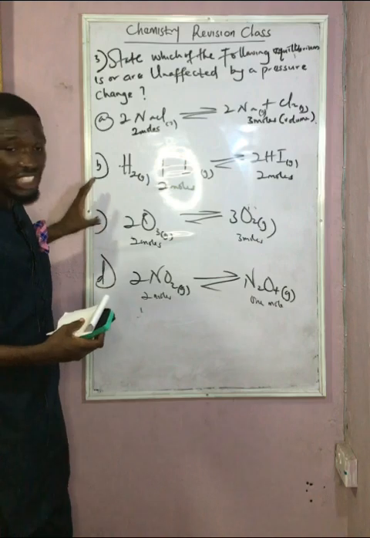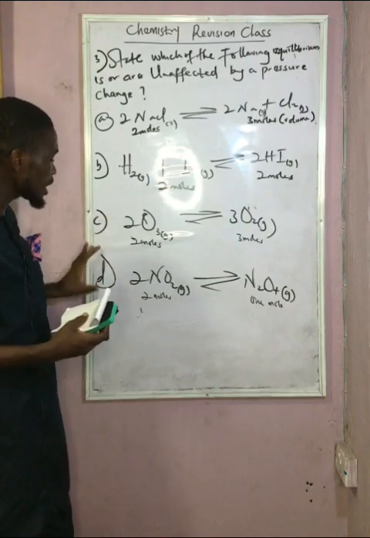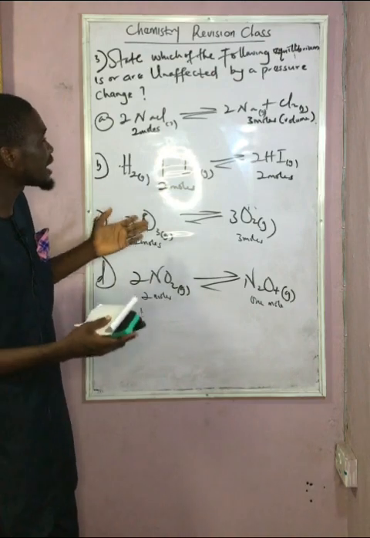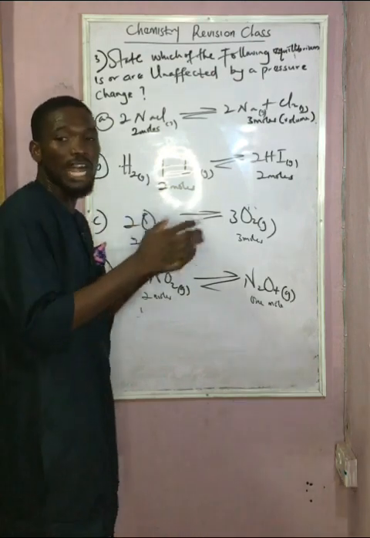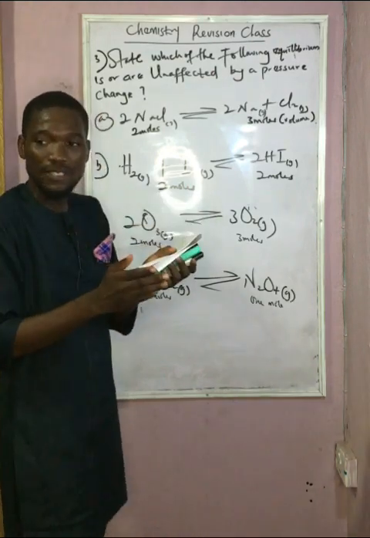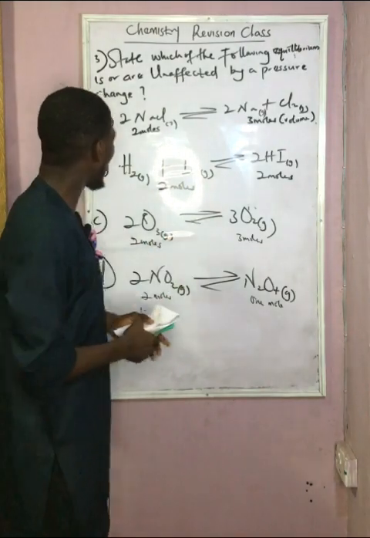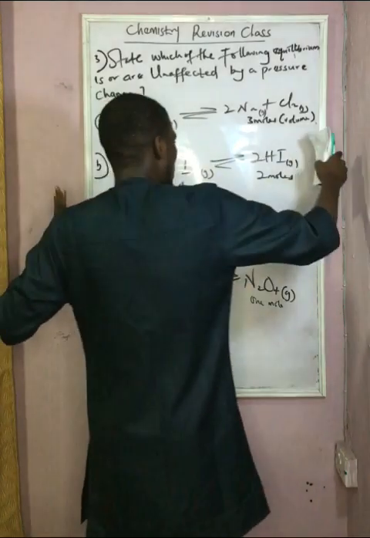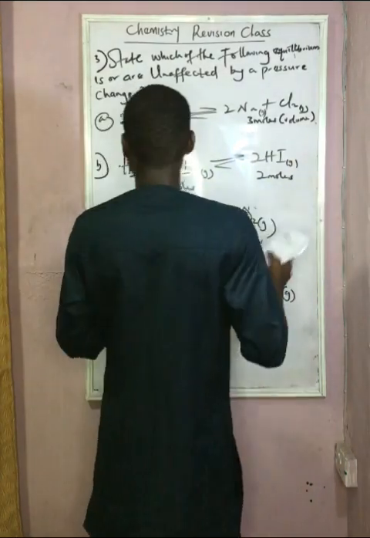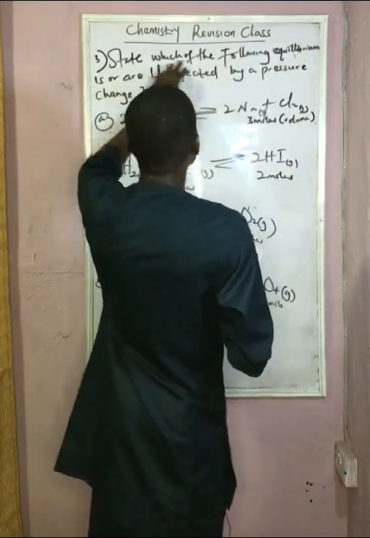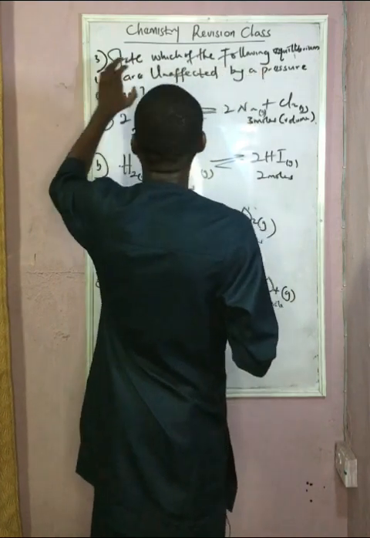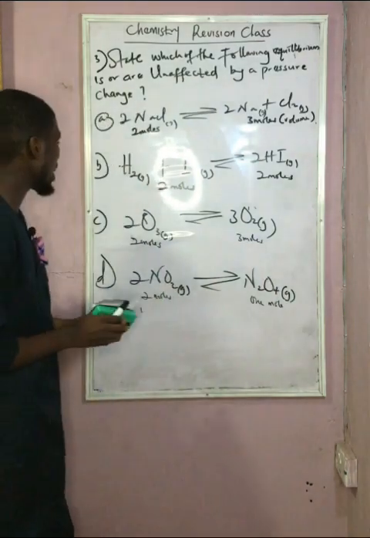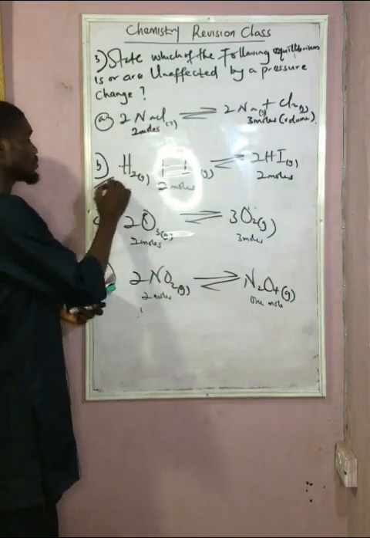For C, there is an effect of pressure here. For D, there is an effect of pressure here. Why? Because we can easily deduce where we can find our increase and decrease of the pressure. But B, we have equal moles from both the left and the right hand side. The question says state which of the following equilibrium is unaffected by a pressure change. So our answer is B.